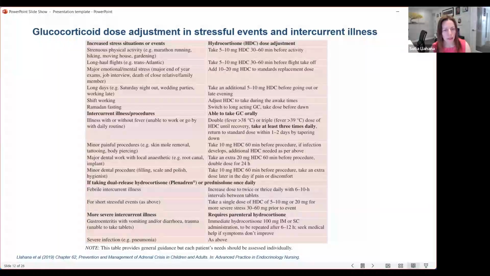For illnesses such as a minor dental procedure, you can take an extra tablet, 10 milligram hydrocortisone, before the procedure, and depending on the symptoms or pain, you can continue on either double dose or an extra tablet after the procedure. The more severe illnesses is when you will require, as I said, a hydrocortisone injection.